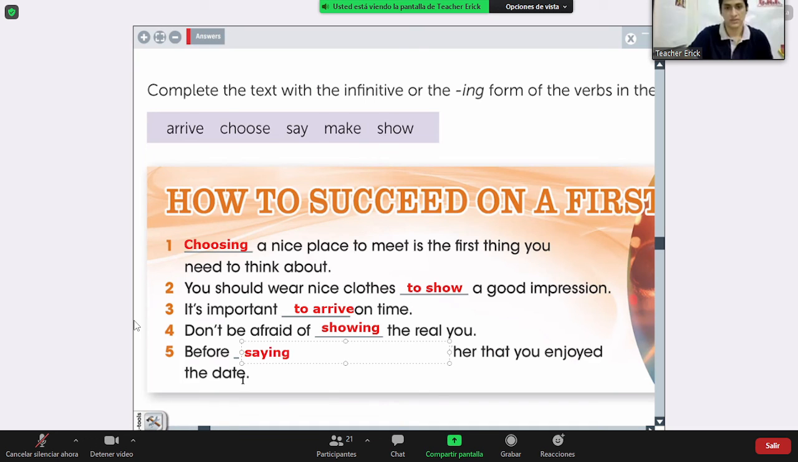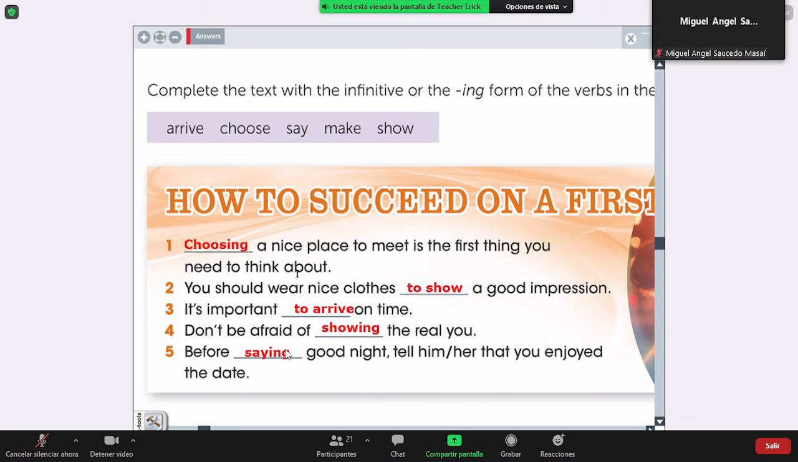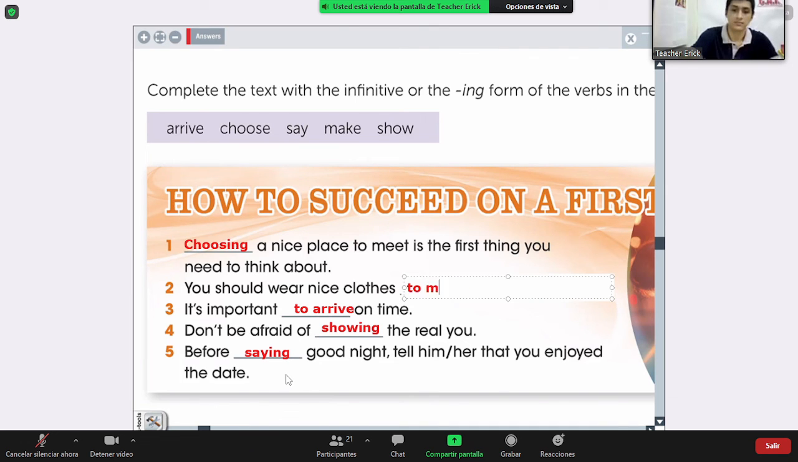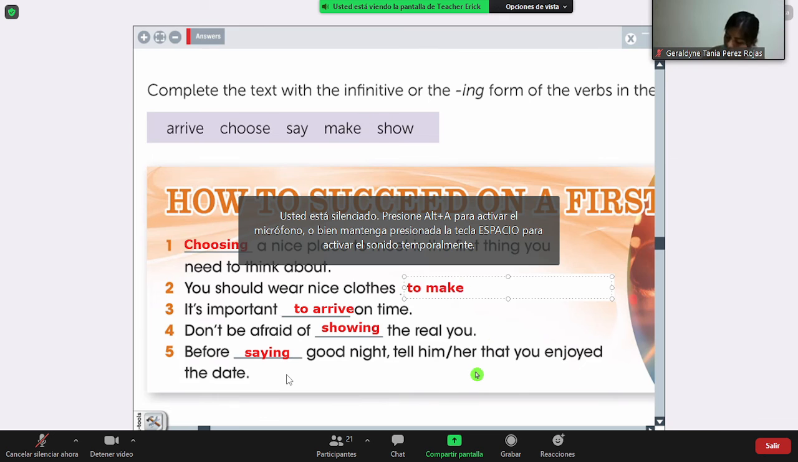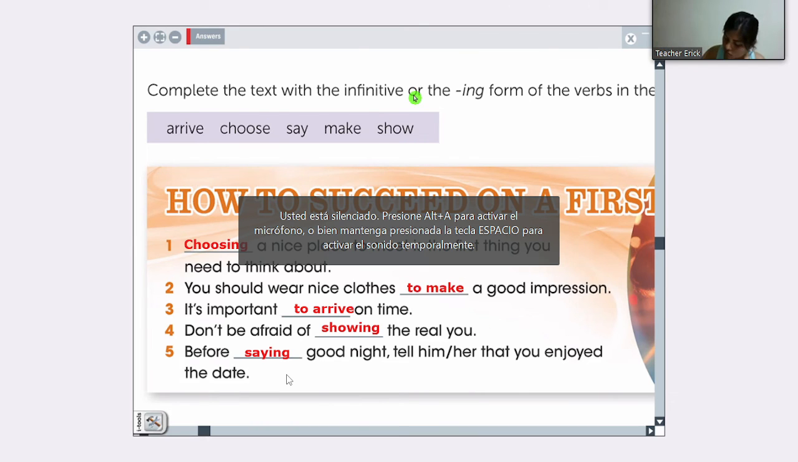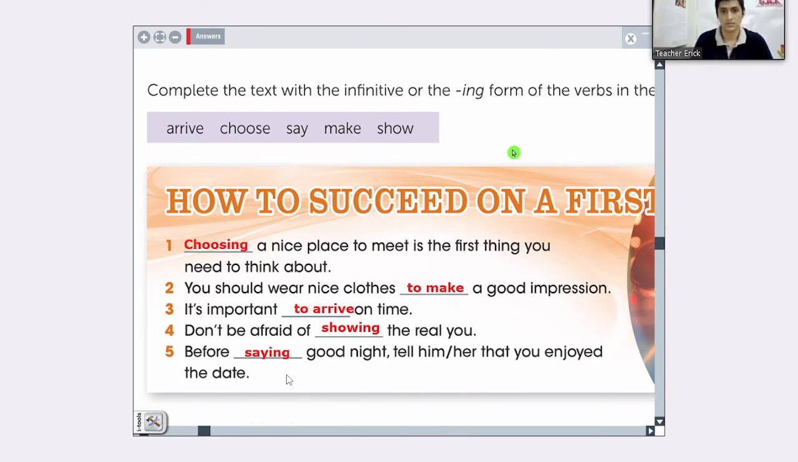So which one is not correct in this case? Make. To make. You should wear nice clothes to make a good impression, right? So a good impression at first is important according to this.